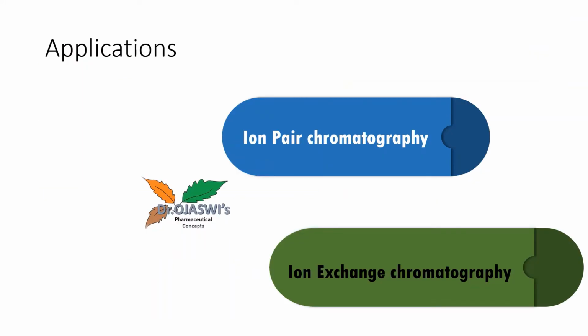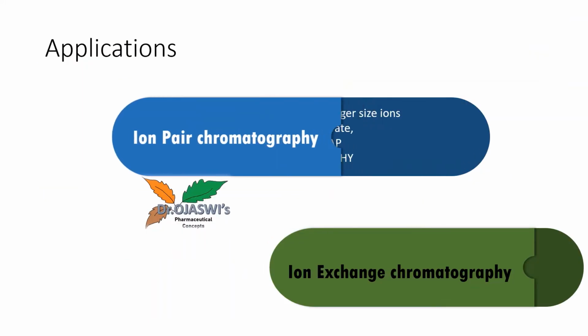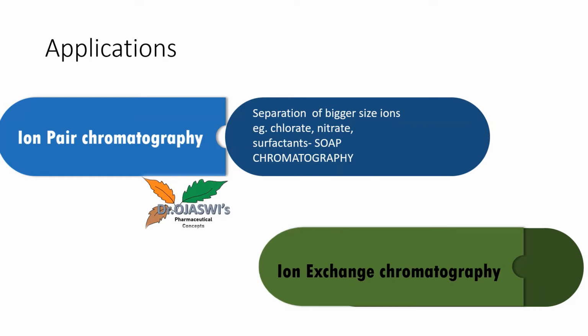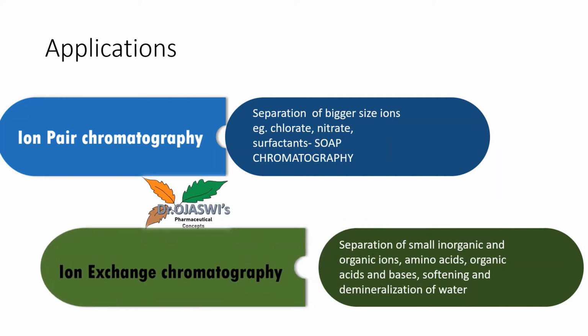These are some of the applications of ion pair chromatography. It is useful for separation of bigger size ions, example chlorate, nitrate and surfactants. Therefore, it is mainly called as soap chromatography. Whereas ion exchange chromatography is used for the separation of small inorganic and organic ions, amino acids, organic acids and bases, and it is also used for softening and demineralization of water.